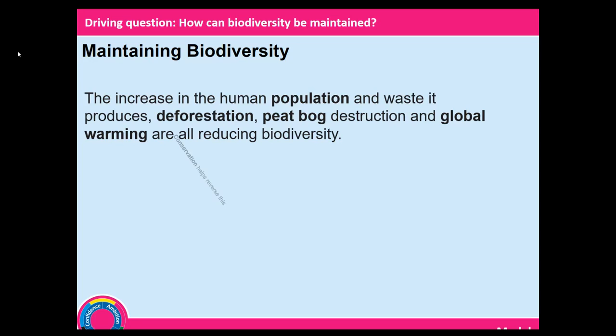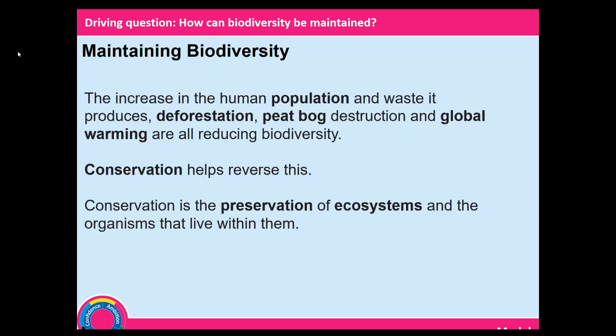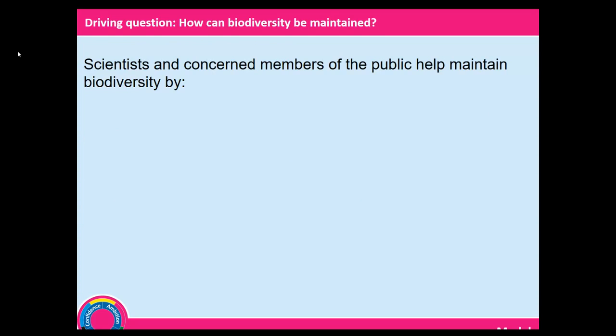So remember that. What we want to do is find a way to reverse this process of destruction that we are on, destroying the wildlife and the ecosystems around us. Conservation is the preservation of ecosystems and the organisms that live within them. You've got to remember that definition. It's important to preserve the ecosystems and the organisms that live within them.